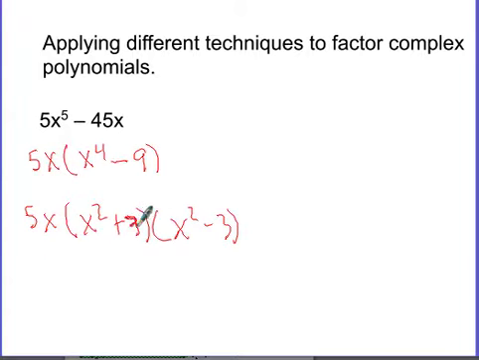Can I do anything else? Nope, that one's as far as I can take it, because I can't factor this one again because 3 is not a square number, is it?